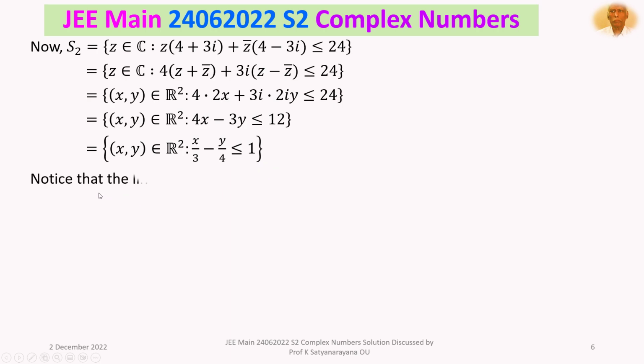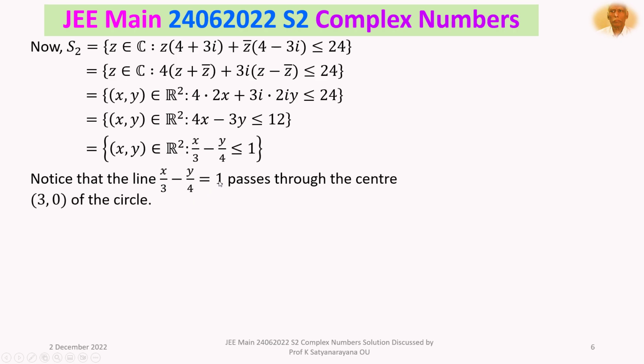Now notice that x by 3 minus y by 4 equal to 1 is a straight line that passes through the center (3, 0) of the circle. So substitute (3, 0) in this. Sorry, x equal to 3, y equal to 0. So this equation is satisfied.